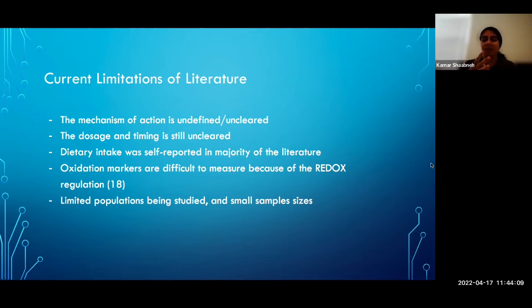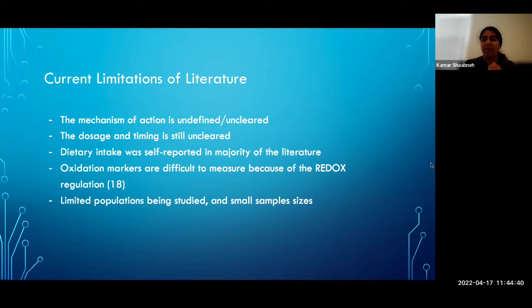The dosage and timing is still unclear. There's not a specific, this is what you should be taking, and this is how long you should be taking it. They just know that the daily amount, an adequate amount of each of these vitamins, is helpful. Their dietary intake was self-reported in the majority of the literature, which can lead to biases from the participants. And then oxidative markers are difficult to measure because of the redox regulation. Your body does not want these free radicals in the first place. So it's going to regulate it really tightly, so you can't really measure it in your blood.